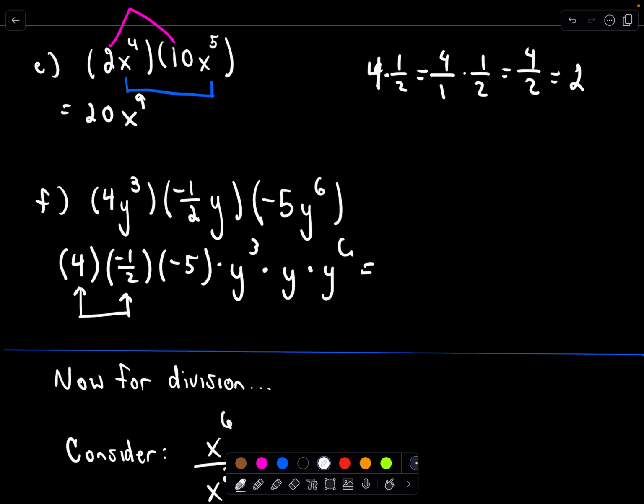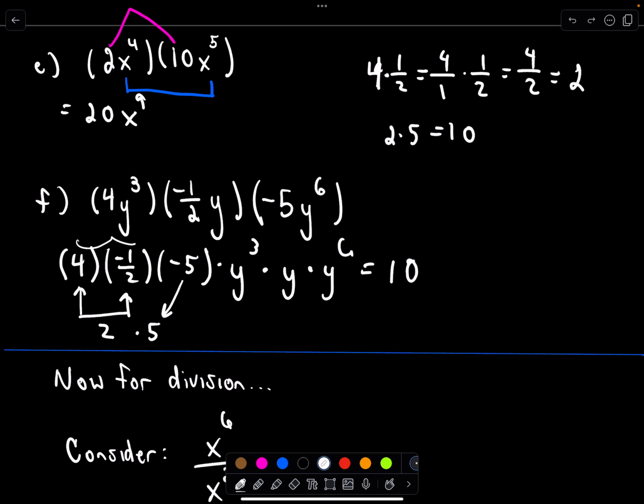And then I would have to multiply that. So I'm forgetting about the signs, remember, because I've already said that this is going to be a positive number. So we can forget about the signs for now. So 4 times 1/2, we said that's 2. But then I would have to multiply that by 5. So 2 times 5 is going to be 10. So if we go back, 4 times negative 1/2, that's going to be negative 2. And then negative 2 times negative 5 is going to be positive 10.